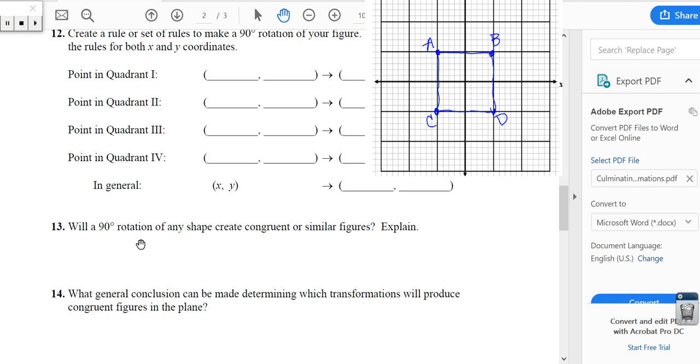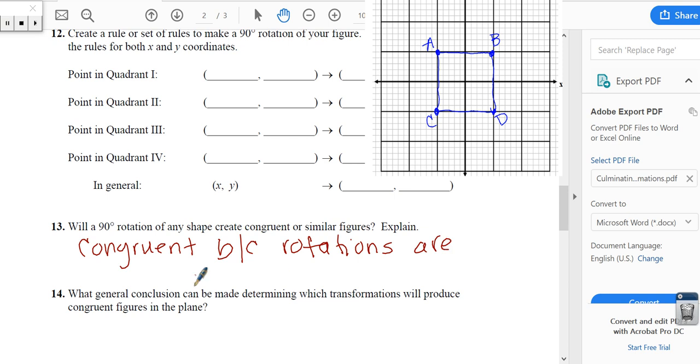All right, it says, will a 90-degree rotation of any shape create a congruent or similar figure? And we're going to write, they're going to be congruent because rotations are rigid transformations.